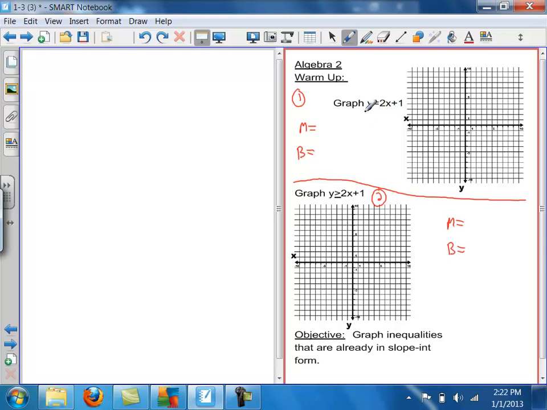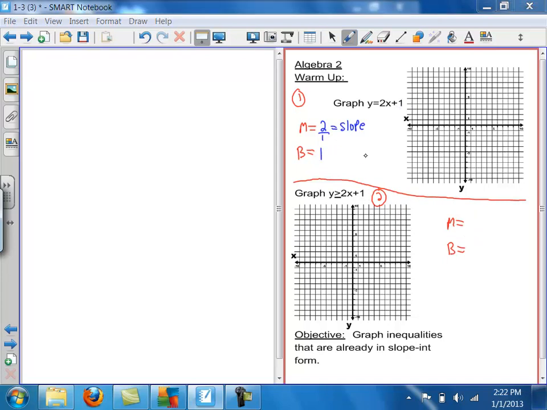So what's the M? Which number? The number before the X, right? The number that's with the X when Y is alone. So the M here is 2. And this is the slope, okay? So just remember that that's your slope. Okay? And if you want, you can put it over 1 because it's a fraction, usually. Your B is the number that's added or subtracted at the end, and that's a 1.